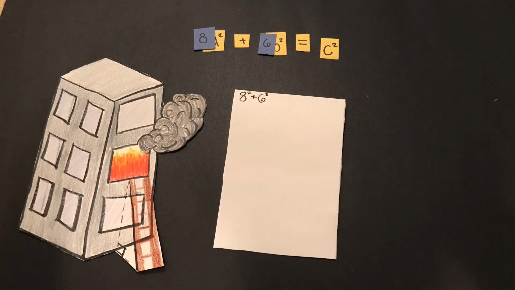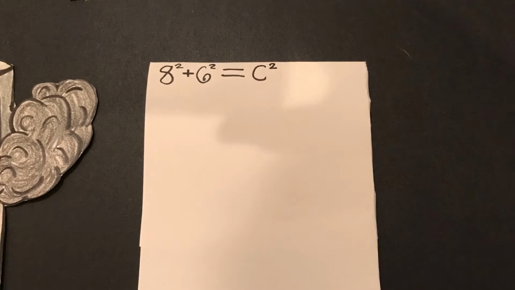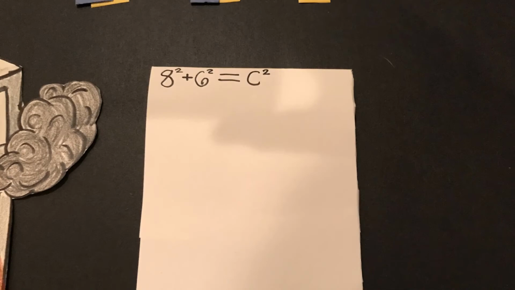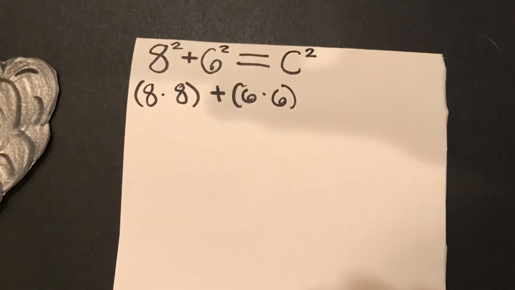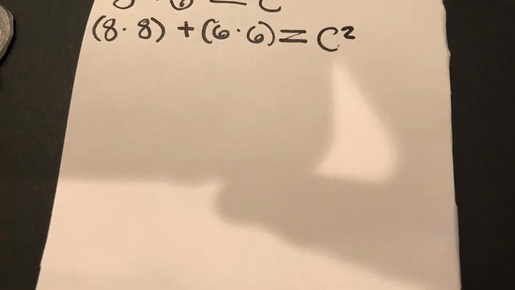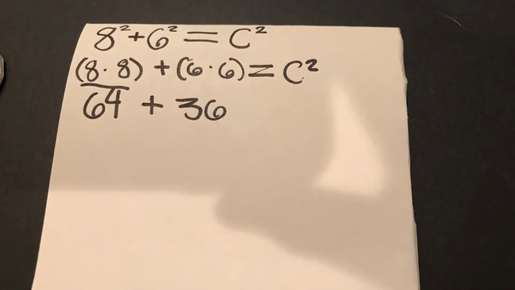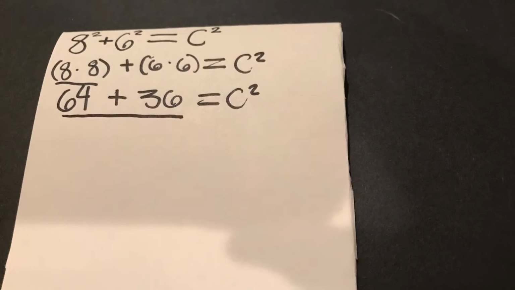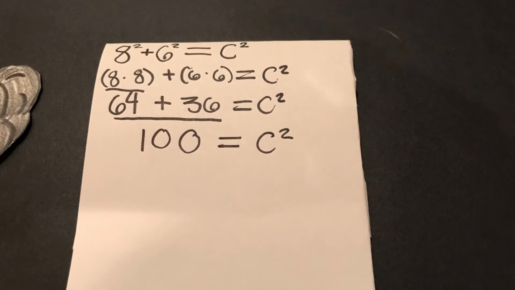Now let's write it down. 8 squared plus 6 squared equals c squared. Let's simplify. 6 times 6 and 8 times 8. 6 times 6 is 36, and 8 times 8 is 64. Together, those numbers add up to 100. Now the equation reads 100 equals c squared.